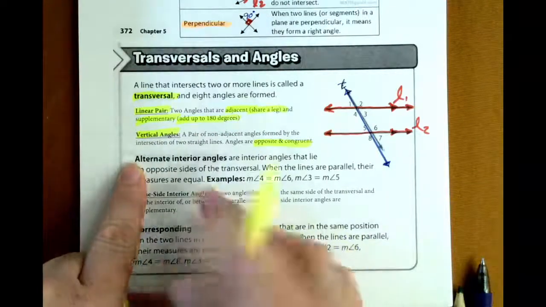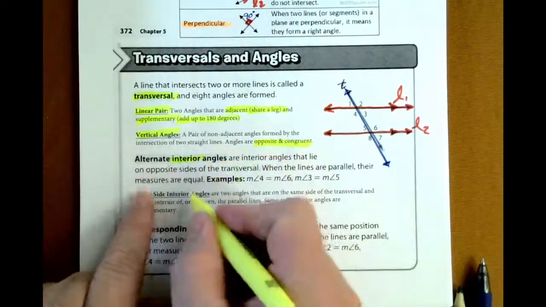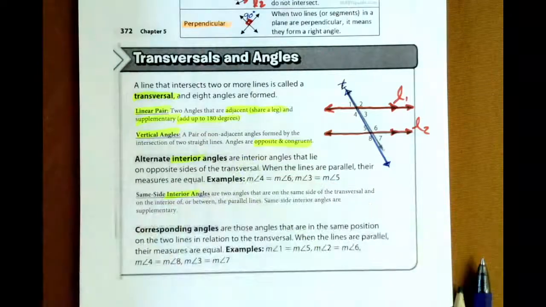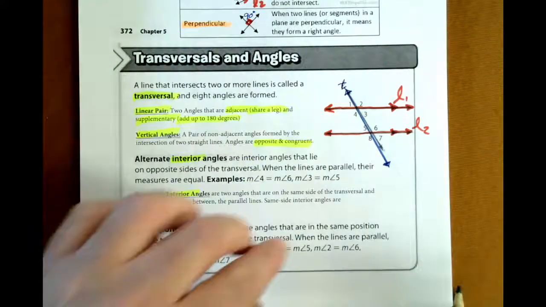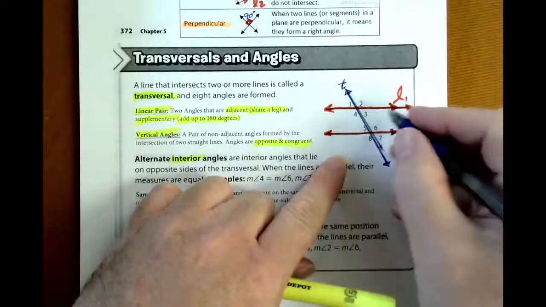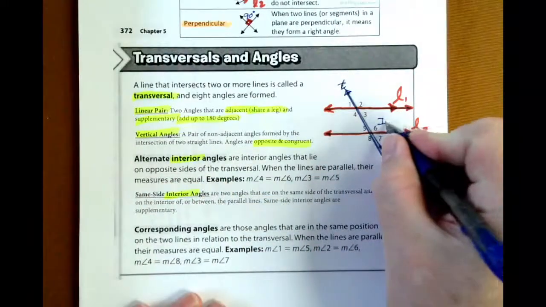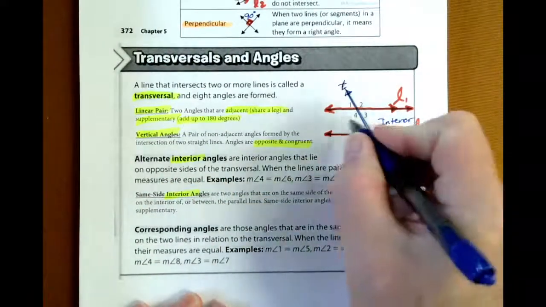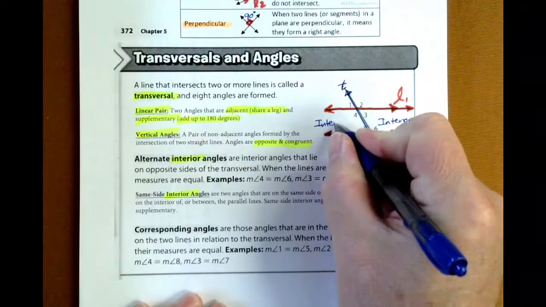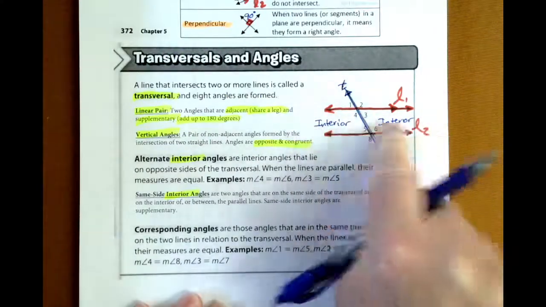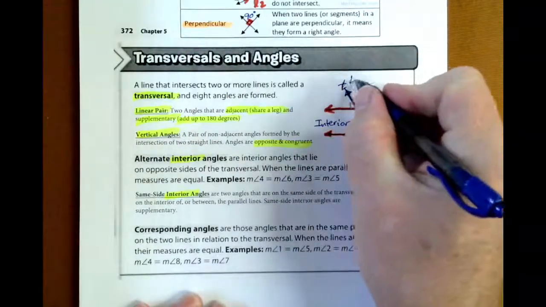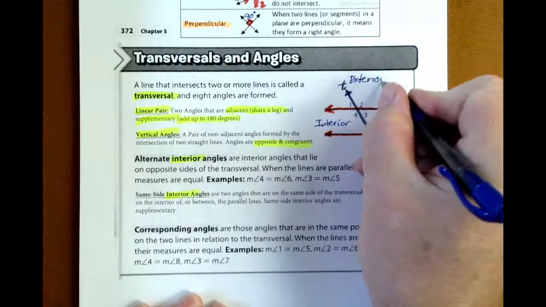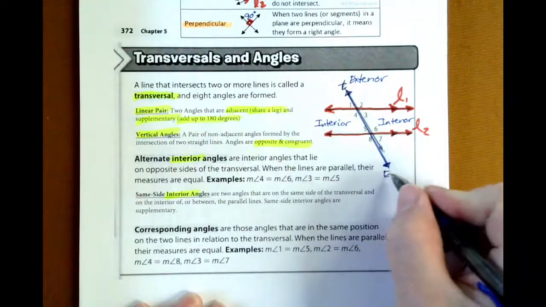And then we have interior angles, and we need to know what that means. When you see something that says interior, that means it's between the parallel lines. So we have interior here and interior here, between the parallel lines. That makes this outside part exterior and this part out here exterior.